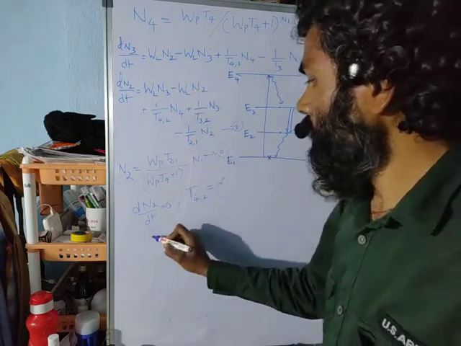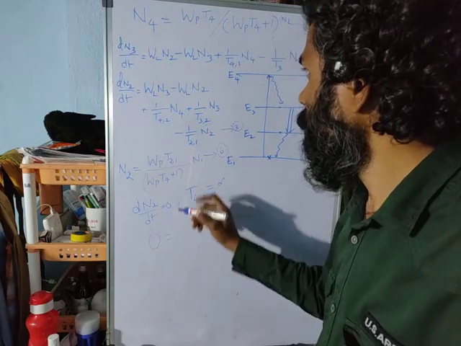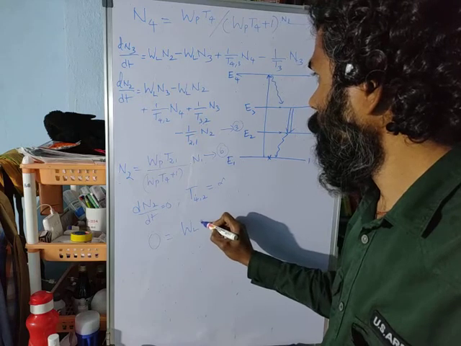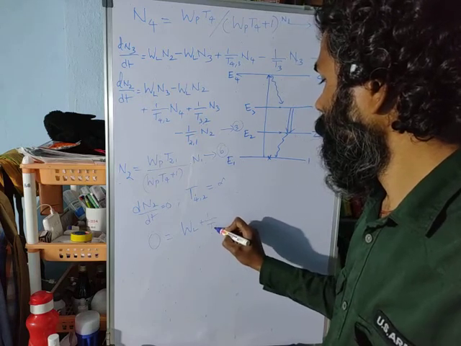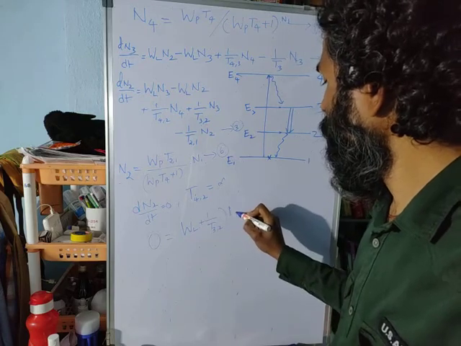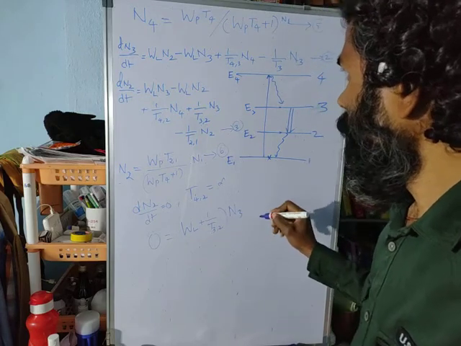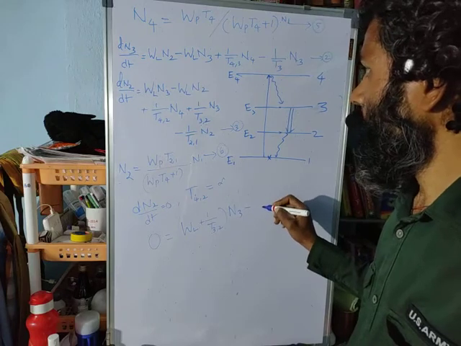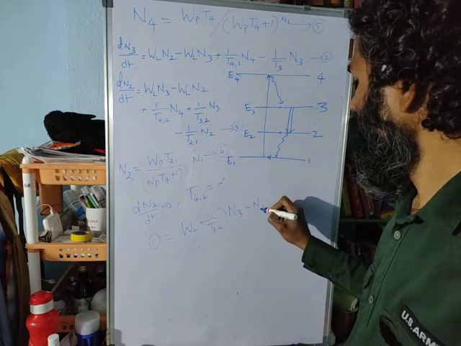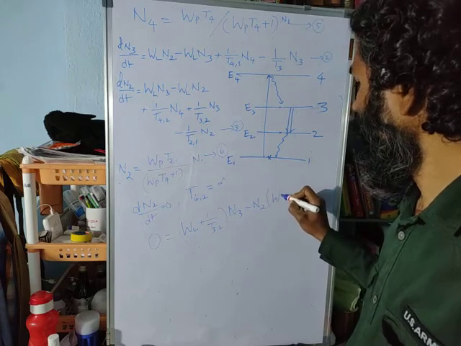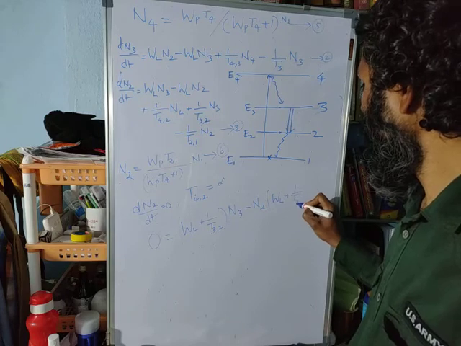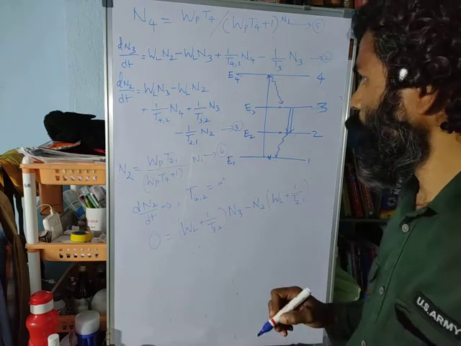So we can set 0 is equal to, if you take N3 as common factor out, WL plus 1 by T32, and N2 here, N3 here, and minus we can write this N2, so N2 into WL plus 1 by T21. So this is what we get.